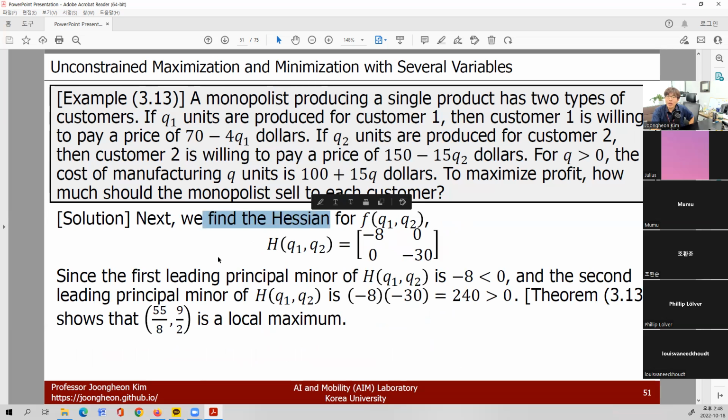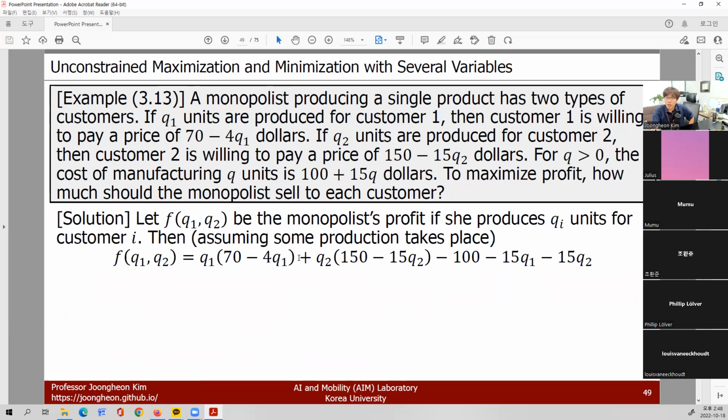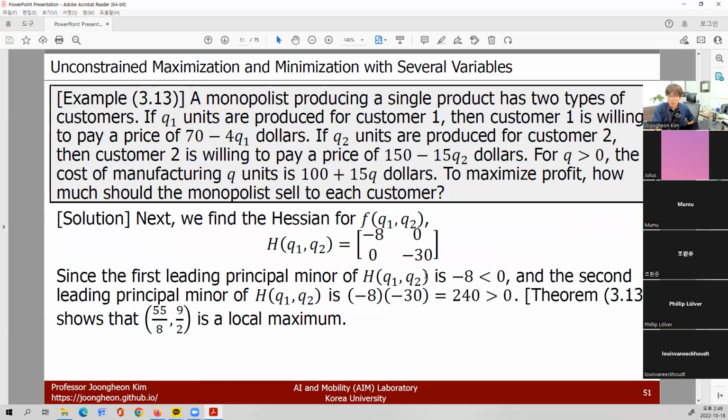Next, we have to find the Hessian matrix for the given function. Then how can we do that? It's simple. You already know how to do that, right? You do the partial derivative with respect to Q sub 1 two times. You do the partial derivative with respect to Q sub 2 first, and then Q sub 1. You do the partial derivative with respect to Q sub 1 first and Q sub 2 later. You do the partial derivative with respect to Q sub 2 two times, and then you can make the matrix that is your Hessian matrix, right? So this is your Hessian matrix.